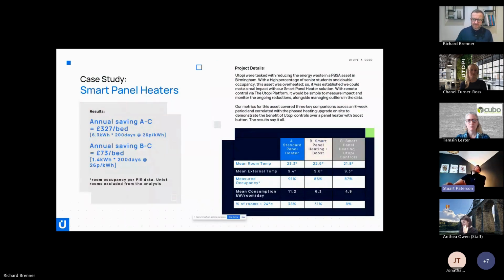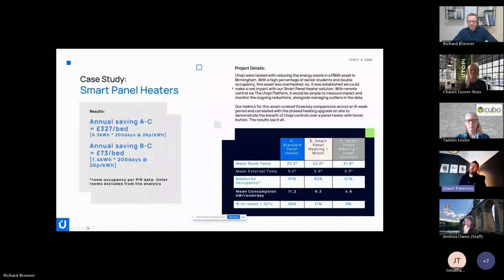And this is quite a telling case study, actually. This was a 290 bed PBSA building in Birmingham. This asset was significantly overheated, which was having a problem, one, on resident experience, but secondly on operational budgets. We initially just installed the Utopi multi-sensor, and we were able to identify the impact of overheating. We then ingested the data from the existing meters that were installed in that building, so we're able to understand the impact that overheating actually had.